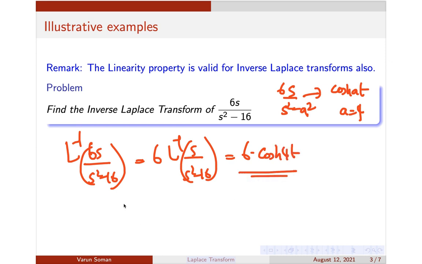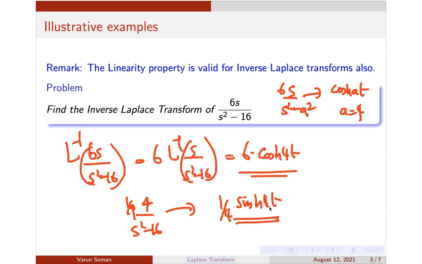Okay, now can you find the inverse transform of 1 by s square minus 16? Can you just think? To make it a sine h, I'll have to bring a 4 here, so I'll have to multiply by 1 by 4. It will simply be 1 by 4 sinh 4t. Okay, I hope it is clear. Now we can take the discussion further.